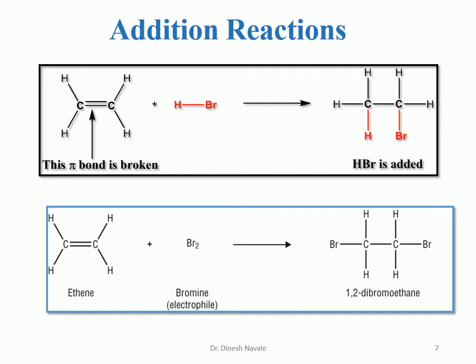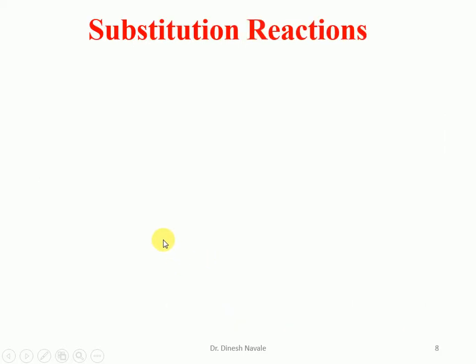The first one is hydrohalogenation across the olefin, and the second one is halogenation. That means addition of hydrogen bromide across the carbon-carbon double bond, as well as the second example, which explains the addition of bromine across the carbon-carbon double bond.